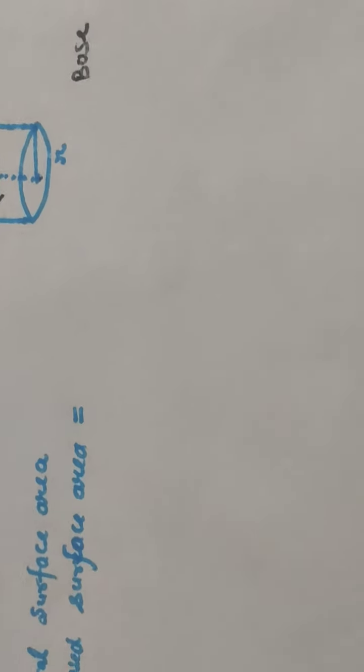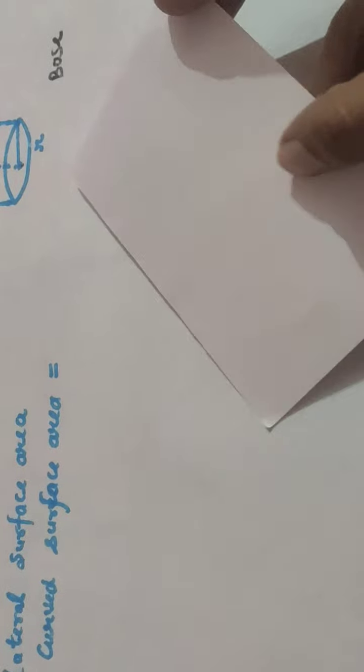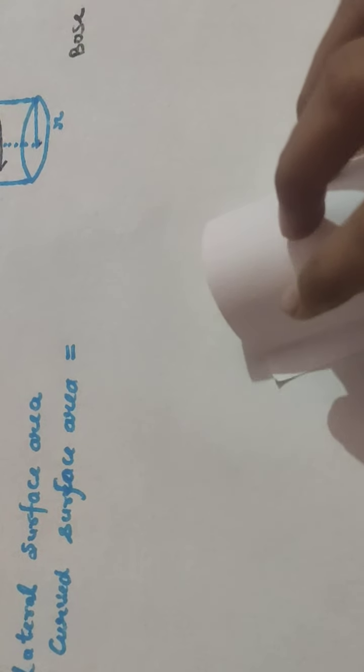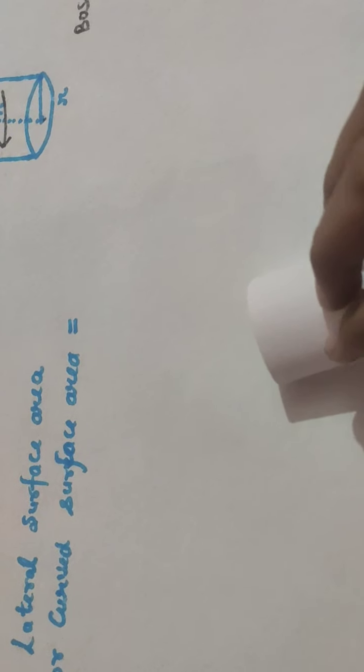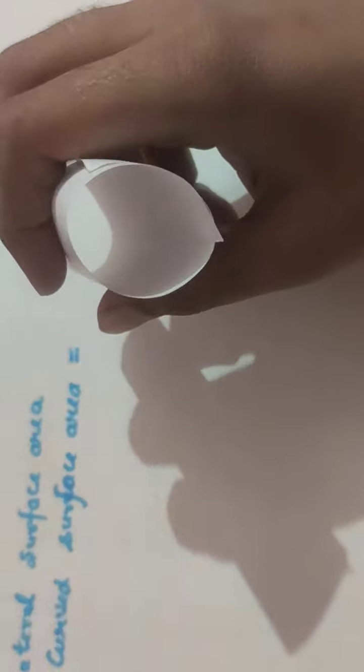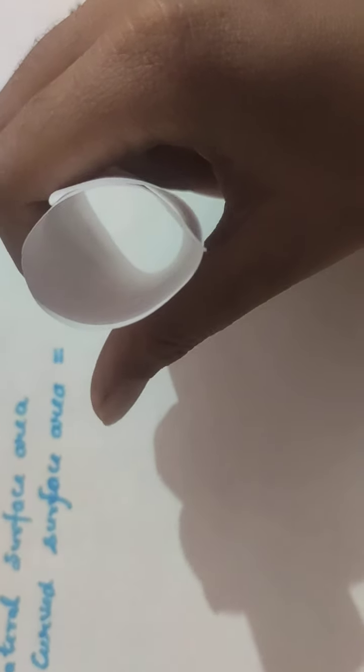See that, I am taking one rectangular sheet. When you fold this rectangular sheet, wait a minute, here we go. So can you see that we got a cylinder? This is the top circle, this is the bottom circle, and this is the curved surface, right?